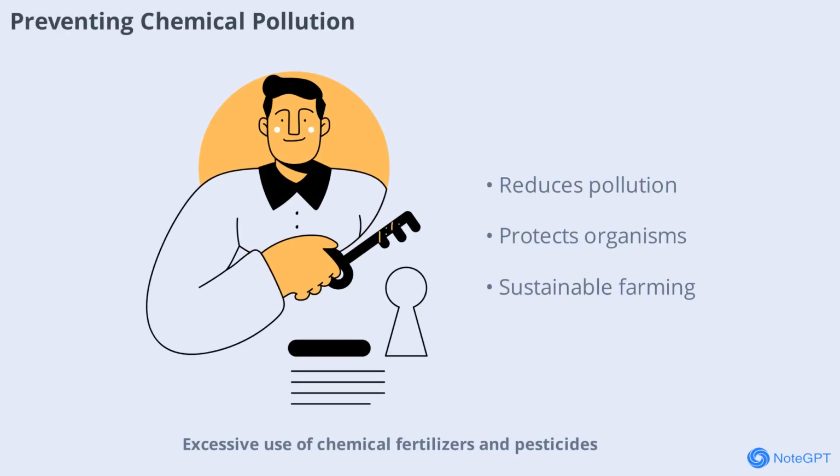Excessive use of chemical fertilizers and pesticides can pollute soil and harm beneficial organisms. Adopting integrated pest management and using chemicals judiciously helps maintain soil health and protect the environment.